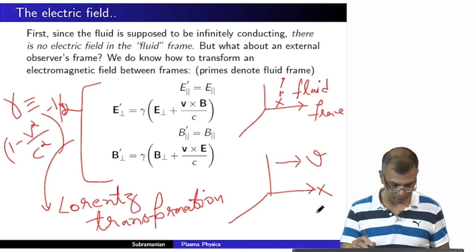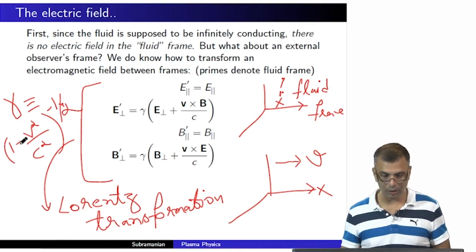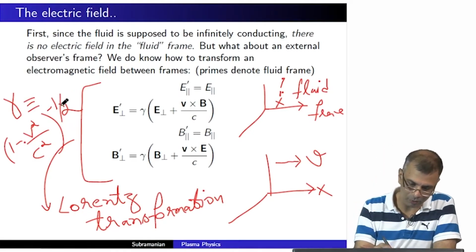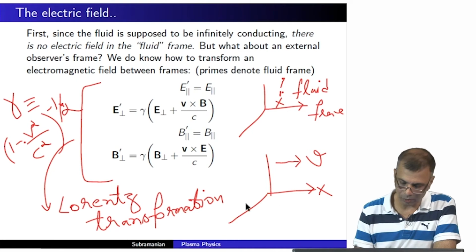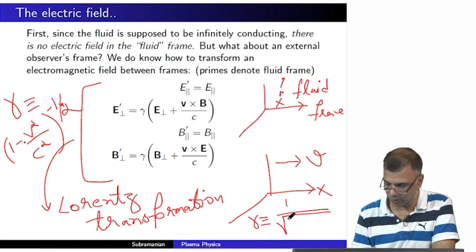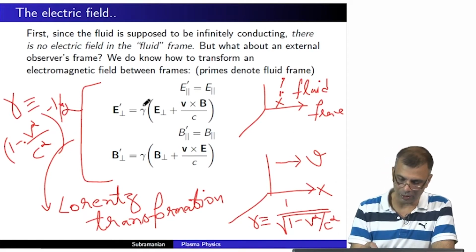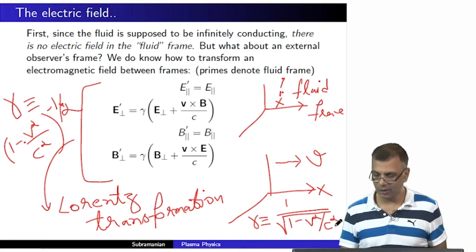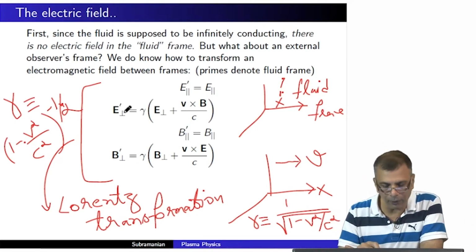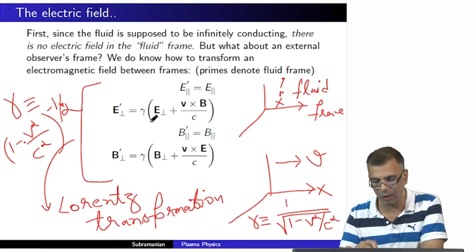Maybe I should erase this and write it again. Yeah, well, it's a little difficult. So, gamma is 1 over square root of 1 minus v squared over c squared. Okay, so that is what this gamma is. It is essentially a function of v. c is the velocity of light. And so the E perpendicular prime is not the same as E perpendicular.